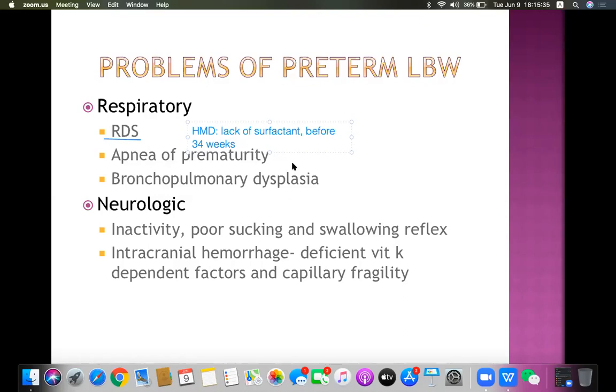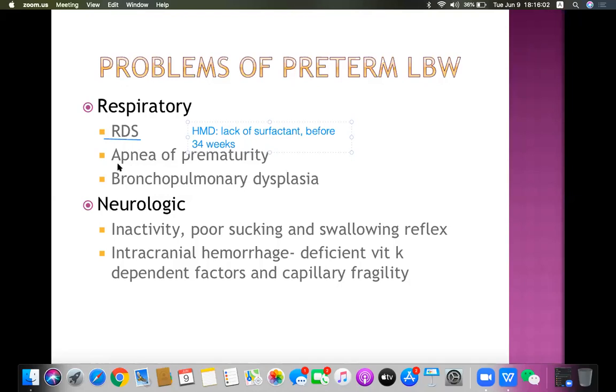Now, I have not yet explained why it is called hyaline membrane disease. Listen carefully. If we take a biopsy from these alveoli or from this type of lung and study it under the microscope, we can see a pink substance deposited inside these alveoli. This is called hyaline membrane. Because of this, we call this disease hyaline membrane disease.